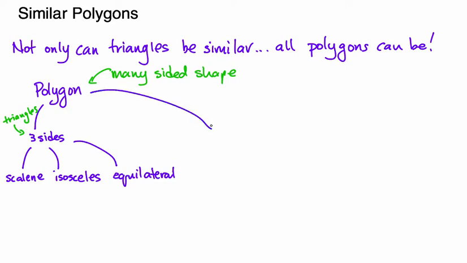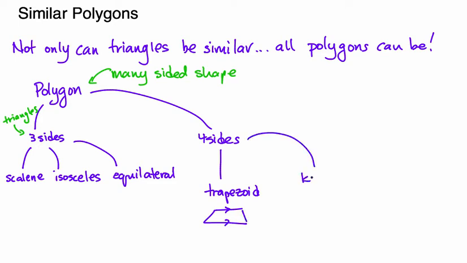We can also have polygons that have four sides. And there's quite a few different shapes that we can have. So you can have a four-sided shape called a trapezoid, and it looks a little bit like this. Two sides that are parallel to each other and a couple of other sides. We can have a shape called a kite. Some people call them diamonds, but I think they actually look like kites that fly up in the sky, so kites.